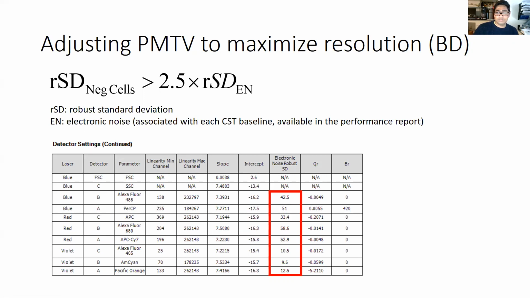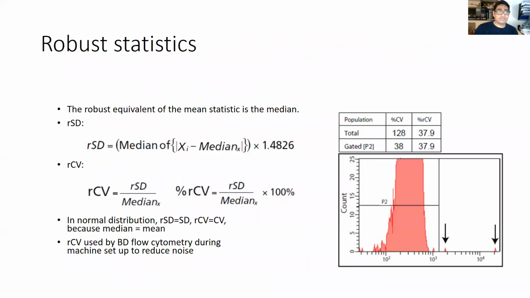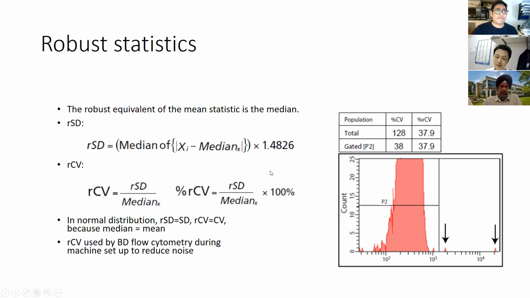First of all, we want to know what robust means. Robust statistic is a method to calculate. So here is a formula to calculate the robust standard deviation and robust coefficient of variation. Here is an example of how this robust statistic works.